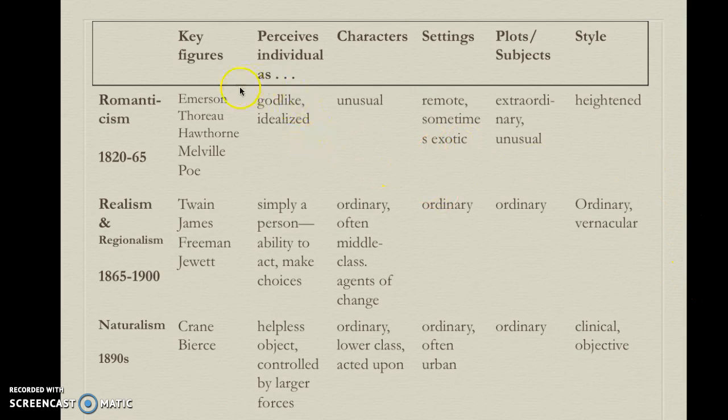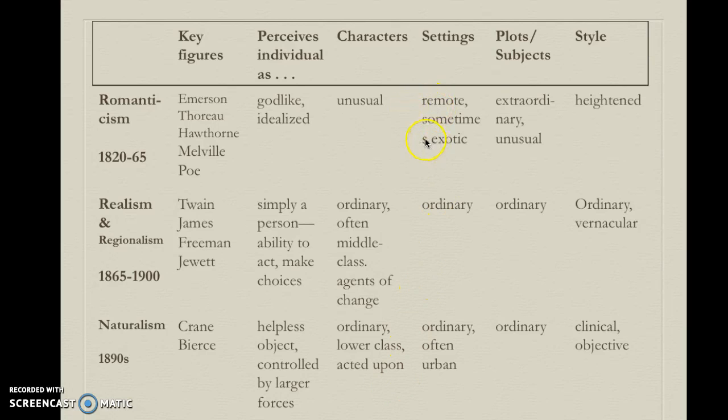Okay, so if we compare Romanticism, for example, it perceives individuals as godlike, idealized, the ideal romantic hero, whereas realism sees the individual as simply a person with the ability to act and make choices, and naturalism sees that individual as helpless, controlled by larger forces, oftentimes. Again, these are a lot of big generalizations. There are variations within these movements, obviously, but we're looking at some larger patterns here. Romantics will have characters that are unusual. But in realism, we see ordinary middle-class characters, agents of change, meaning again that they can act. And we see in naturalism characters that are lower class, ordinary, but also acted upon.